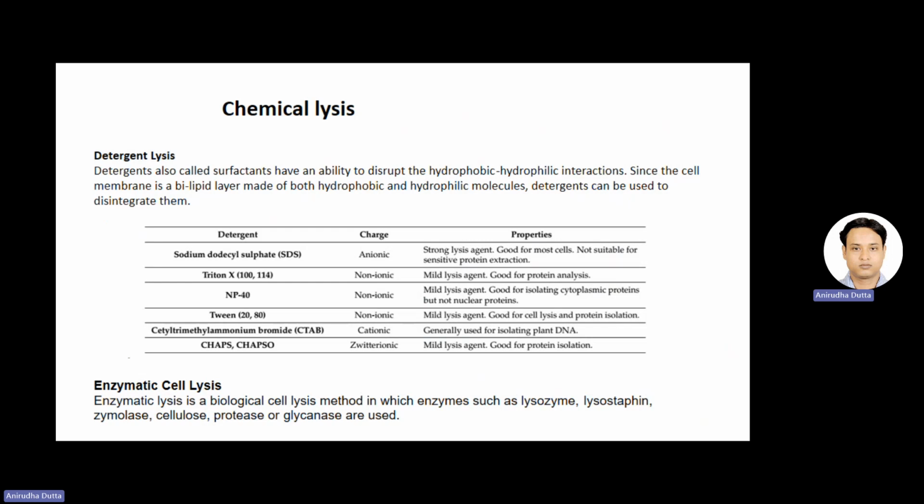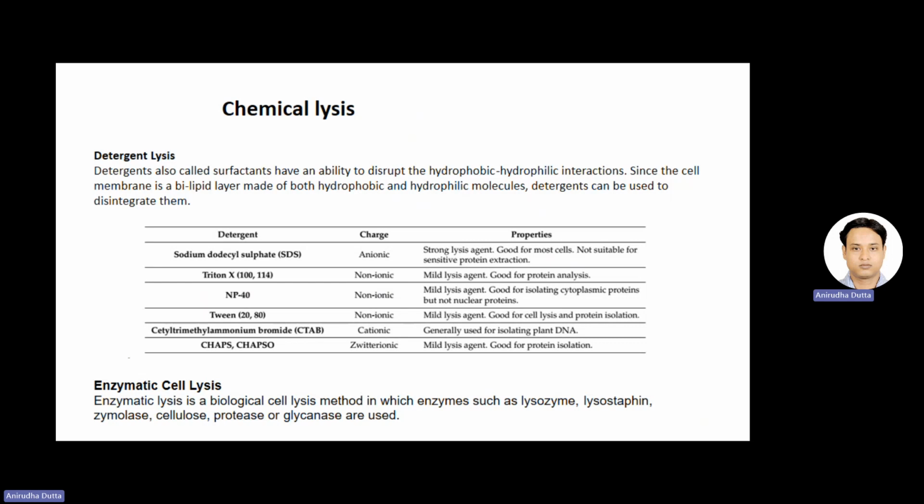So normally we use SDS, but SDS is an anionic and strong detergent, so it will denature the protein. So if we are trying to purify protein in denaturing condition, then we can use this one. Other than that, we have to use mild detergent, like non-ionic detergents such as Triton X, NP-40, Tween 20, all these mild detergents.